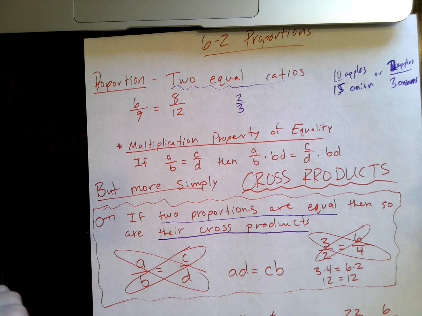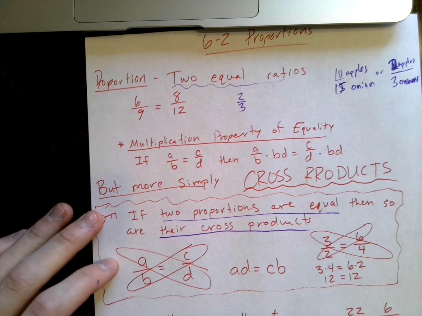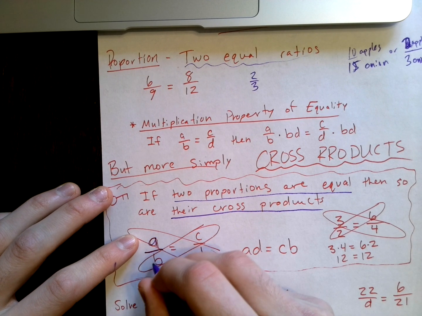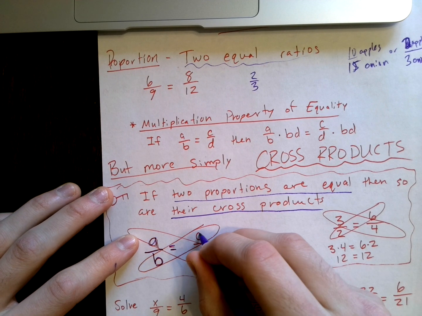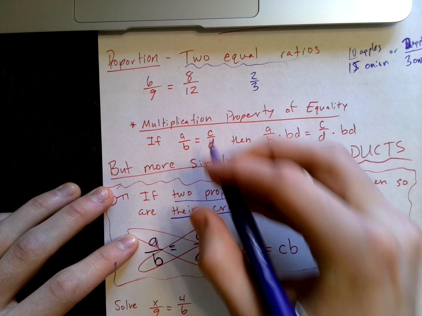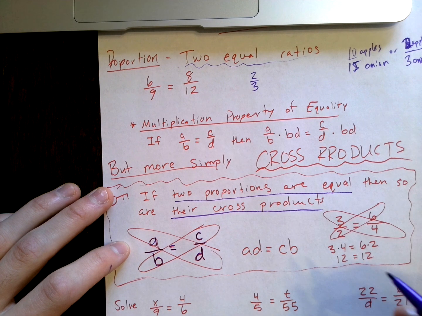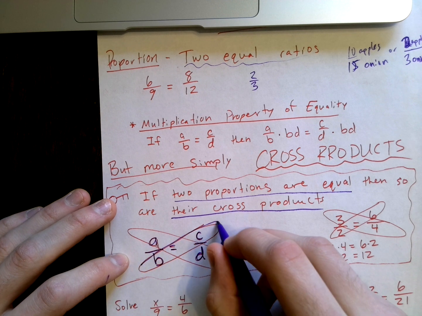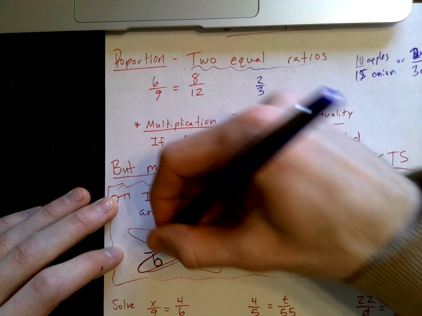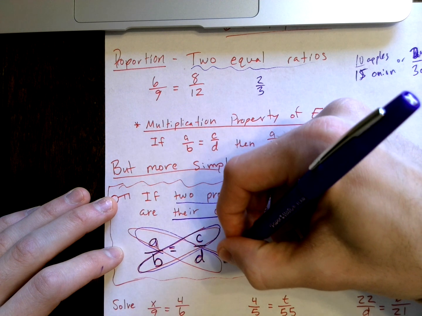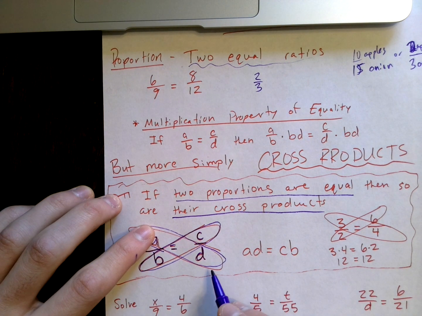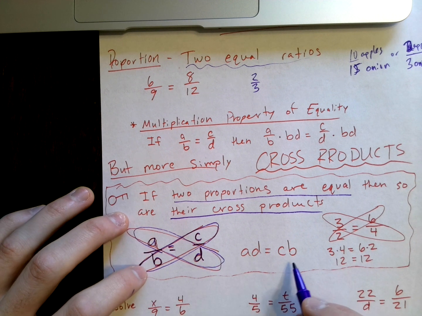If we have two proportions that are equal, then so are their cross products. Let me show you what that means right here. So if we have A over B, and that is equal to C over D, like up here, how these two are equal, if we have a situation like that, then we can cross multiply, and those two answers should also be equal. So our A times D, these two cross multiplied, and these two should be equal to each other.